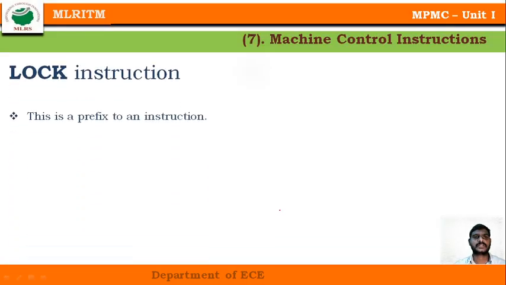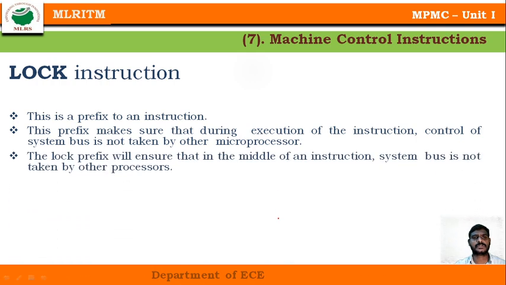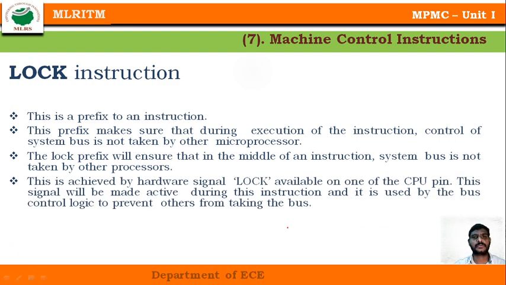Then the lock instruction. This is a prefix to an instruction, which means that if I want to lock a particular instruction, I use it as a prefix. This prefix makes sure that during execution of the instruction, control of the system bus is not taken by another processor. This is achieved by the hardware signal LOCK available on the CPU pin. This signal is made active during the instruction and is used by the bus control logic to prevent others from taking the buses.